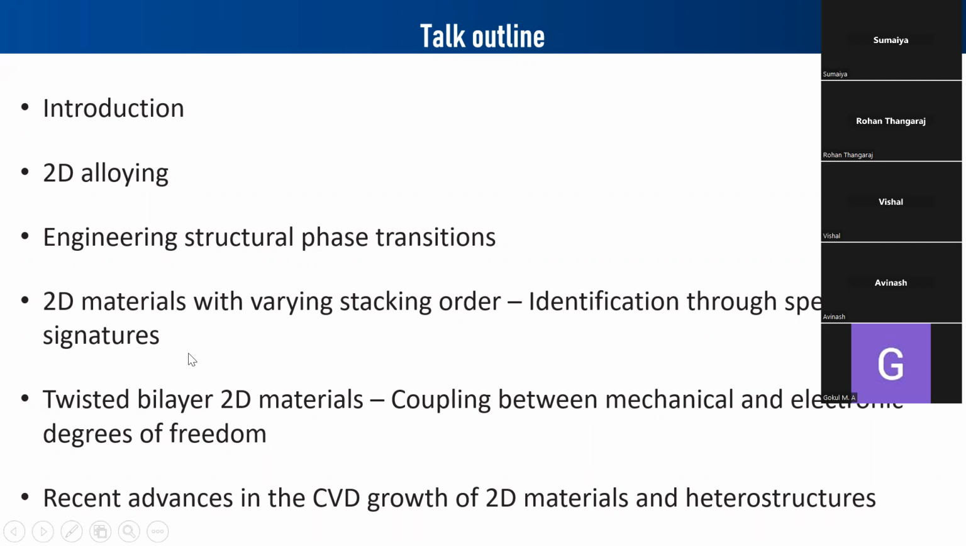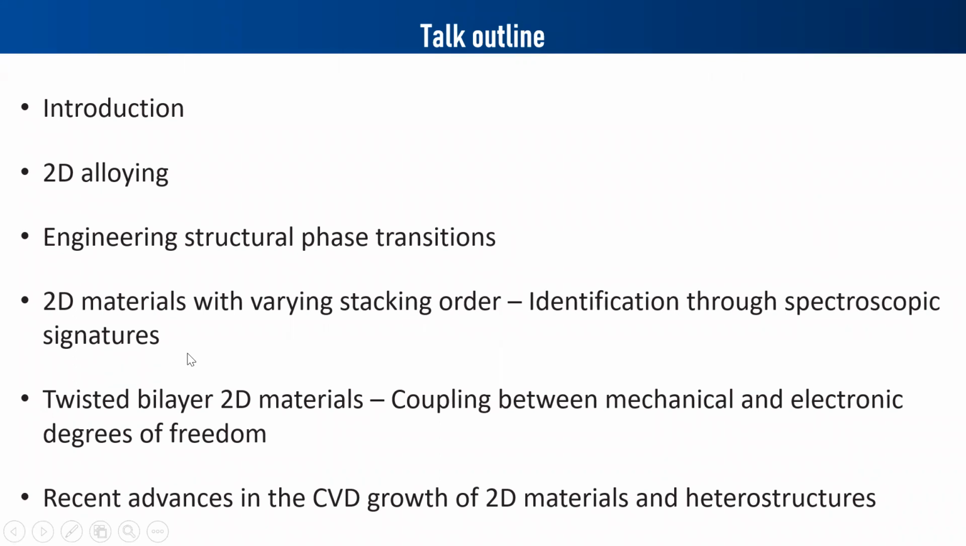So we have been trying to make 2D materials which are having different stacking orders, and how we identify these stacking configurations. And then after that, I will talk about how we make the twisted bilayer 2D materials and how we study the coupling between this mechanical and electronic degrees of freedom. Basically, once you twist the angle, the band structure changes, and how this can be studied or characterized by using spectroscopy. And towards the end, I will also talk about some of the recent advances in the CVD growth of 2D materials and heterostructures, which we are currently looking for in our lab.